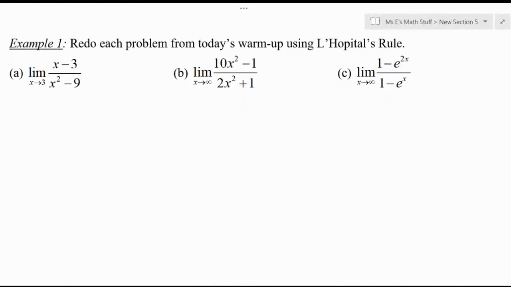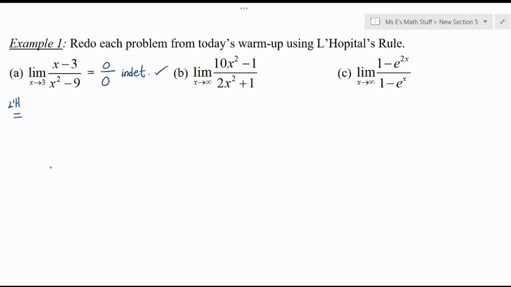All right, my friends, example 1. I'd like for you to redo each problem from today's warm-up using L'Hopital's rule. And I've copied those 3 problems down here. I'll do part A with you, and then I'll leave you on your own to think about parts B and C. So for part A, the first thing you do, just like last time, is try direct substitution and verify that you do have an indeterminate form. If you do, then, and watch this, my friends, over your equal sign, you're going to put an L'H. It's the way that you tell yourself and the world that you're applying L'Hopital's rule.